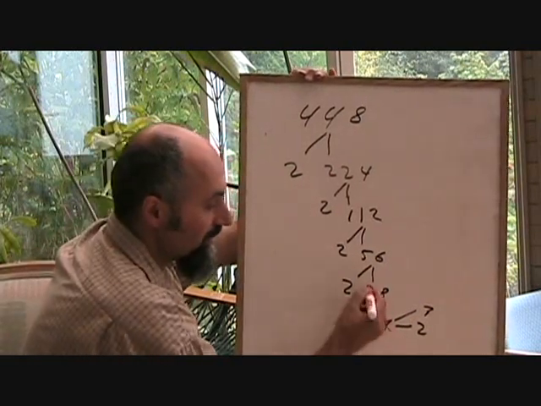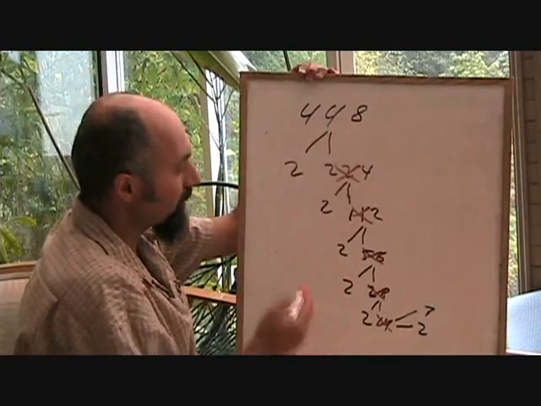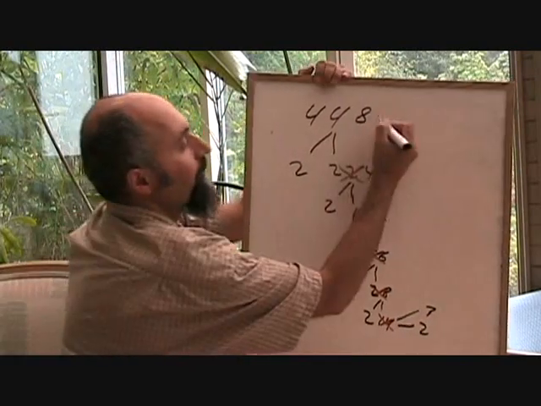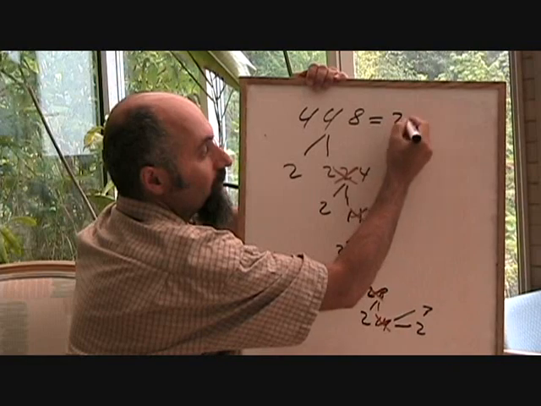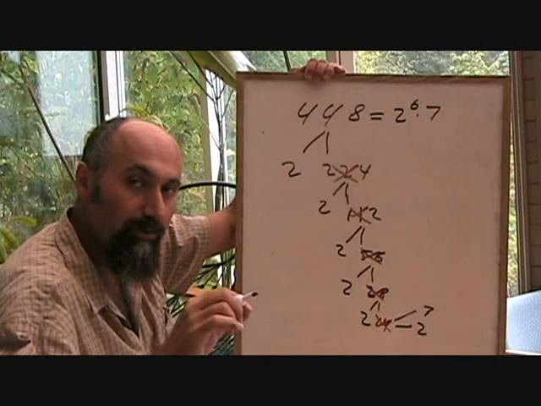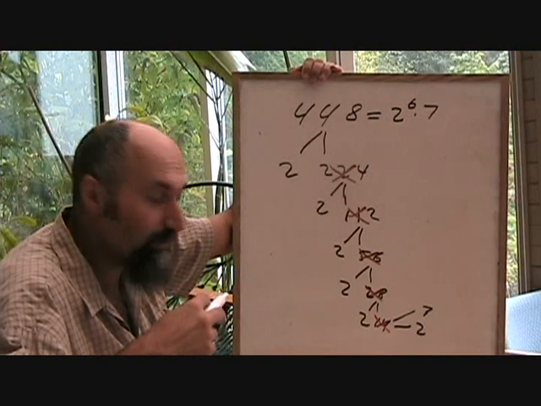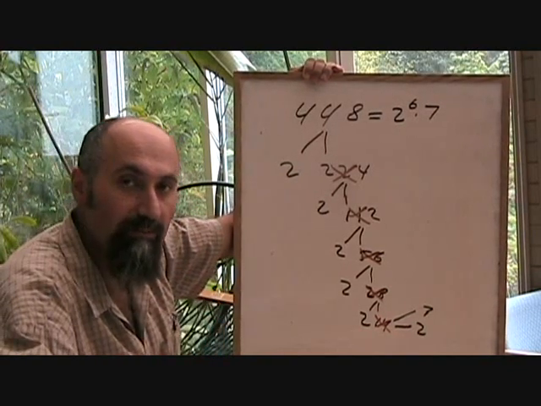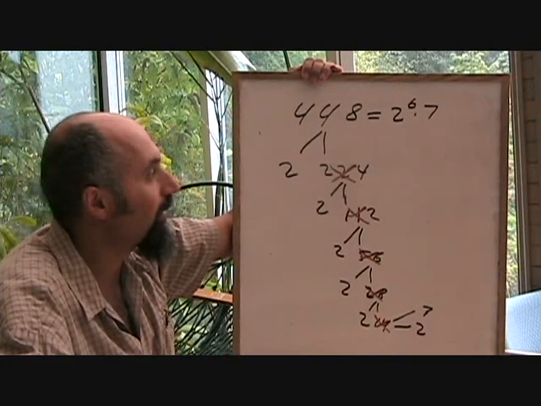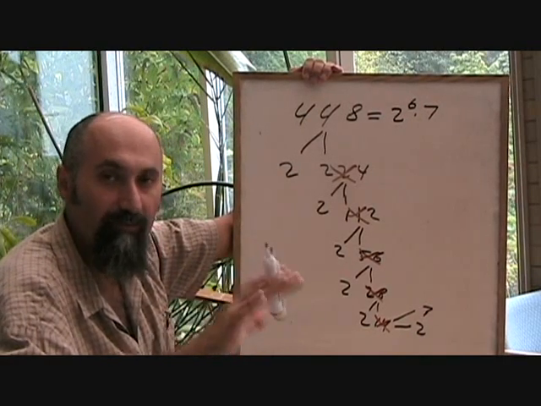Now what you do is you kill these guys. Whatever branched off, you kill. So 448 is really 1, 2, 3, 4, 5, 6 twos times a 7. Okay. So this becomes 2 to the power of 6 times 7. 2 to the power of 6 means 2 multiplied by itself 6 times. Easy? Once you know how to do this, life becomes a lot simpler managing numbers, especially irrational numbers. Well, specifically rational numbers. Because any rational number can be broken down into prime factors.